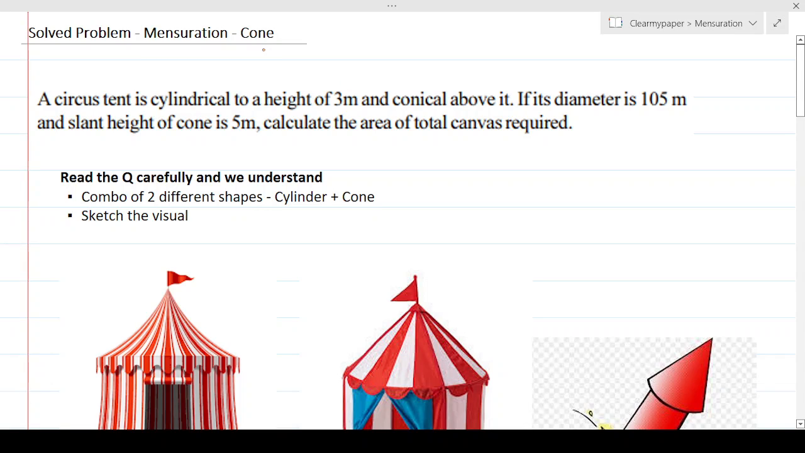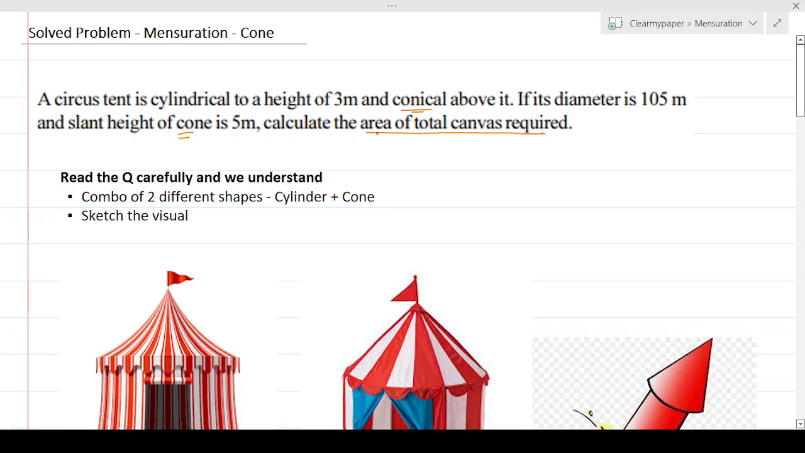Let's solve this question on cone. Let's read the question first. A circus tent is cylindrical to a height of 3 meter and conical above it. If its diameter is given as 105 meters and the slant height of the cone is 5 meters, calculate the area of the total canvas required.